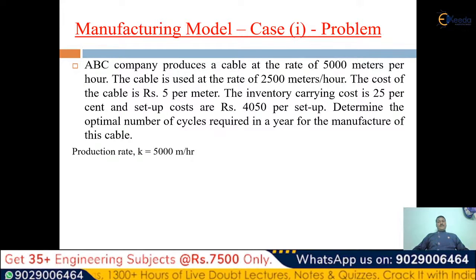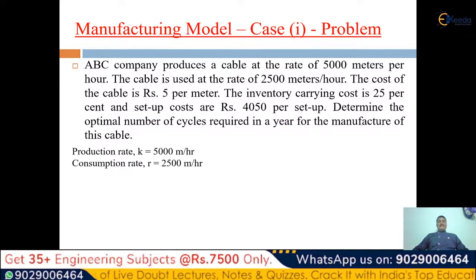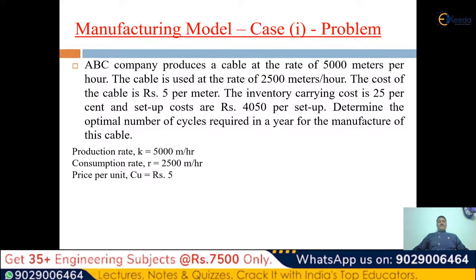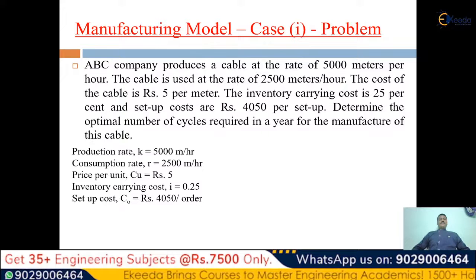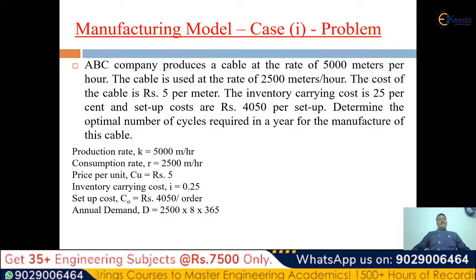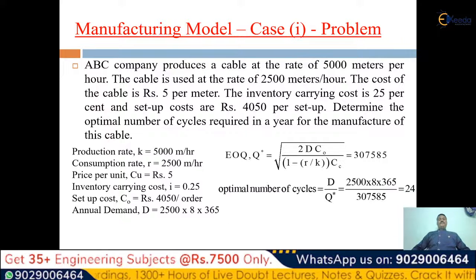Since we know that the production rate, which is K, is 5000 meters per hour and the consumption rate is 2500 meters per hour, and for each unit the cost is rupees 5 per meter. The carrying cost is 25%, which is given in the question, and the setup cost is 4050. Based upon that, we can now find the annual demand. That is, the consumption rate is 2500 for 8 hours in a shift, working 365 days in a year, which will give us the annual demand for the cable produced in 1 year.